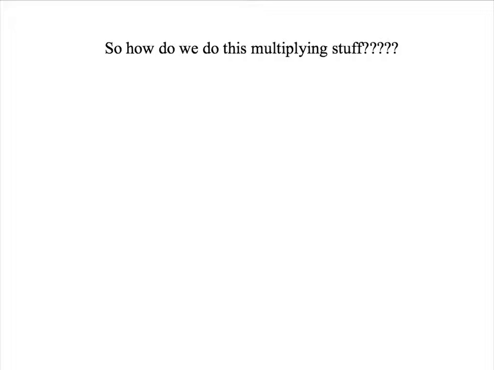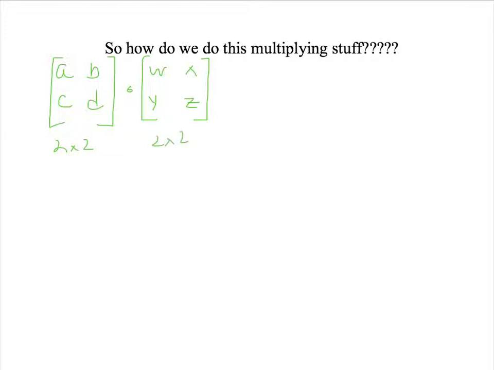Okay. Let's say I have two matrices. I have matrix, the first one, and I'm just going to put in letters because I know math students love letters. It's A, B, C, D times another matrix, which is W, X, Y, and Z. Notice they are both 2 by 2 matrices. They don't have to be, but it makes life easier. I can multiply them because those two numbers are equal. Okay, so how do I do it?